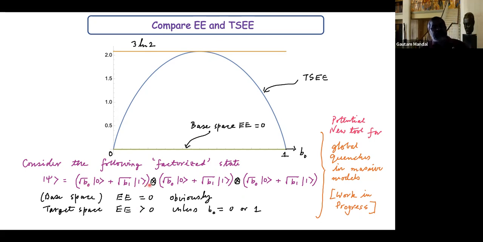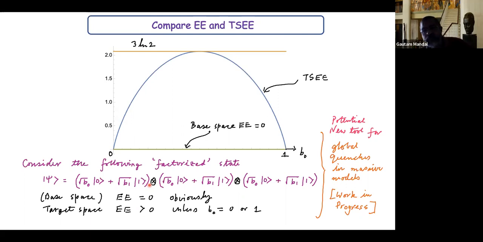Okay, so this is something which probably we have been looking for. Let me give you some work in progress, and tell you where this could be useful. Let's say I'm doing a global quench in a system in which I change the mass parameter or something, and it's a massive theory, so that the ground state is more or less factorized, because the amount of entanglement between neighboring lattice sites is small. In a massive model, the base space entanglement entropy is no good because it will give you basically 0.